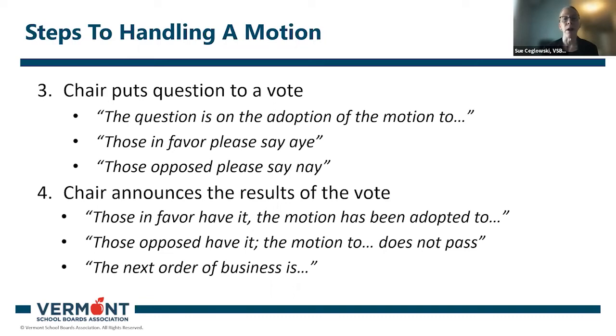So if the vote passes, the chair may say those in favor have it. The motion has been adopted, or if it doesn't pass, those opposed have it. The motion does not pass. And then moving on, the next order of business is.